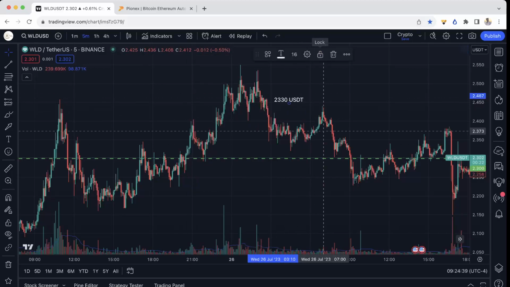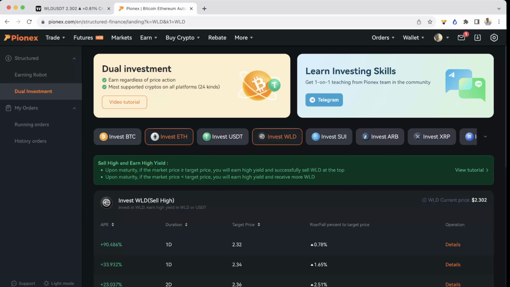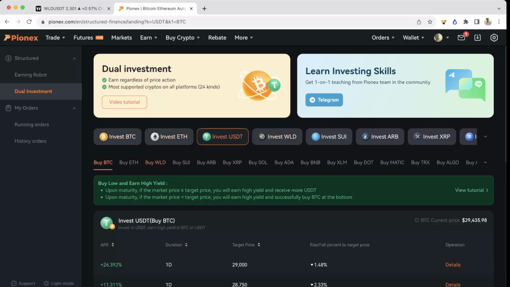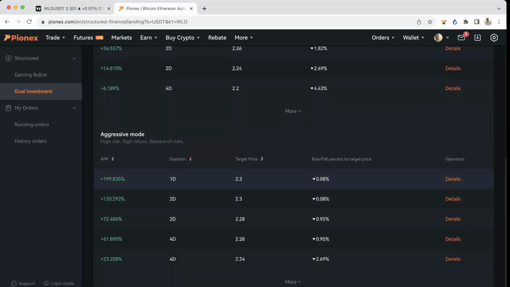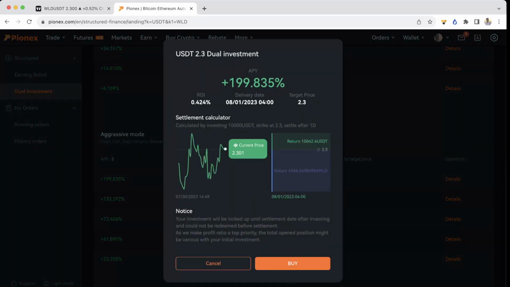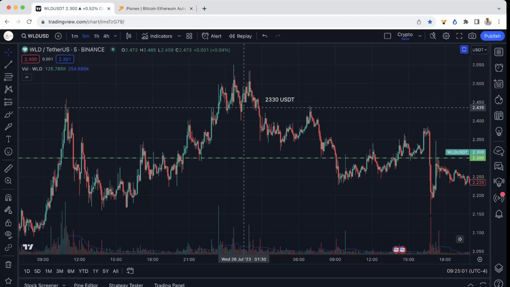Well, if you are still interested in this coin, what you would do is take this 23.30. You're going to go to Invest USDT, then go to Buy WLD, and then after that, boom, 2.3. Again, we're using the same strike price every single time. Then you're going to click details and invest in that. We use the same strike price every single time. Okay, that's the whole crux of the strategy.